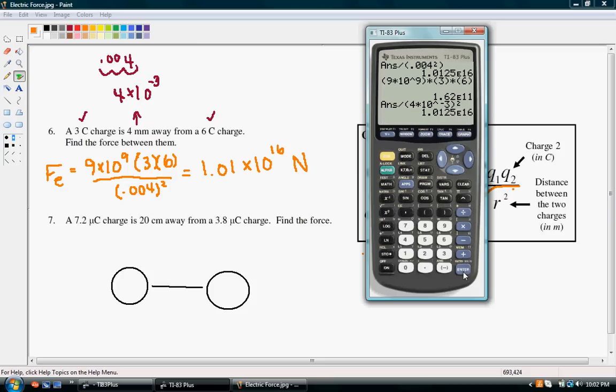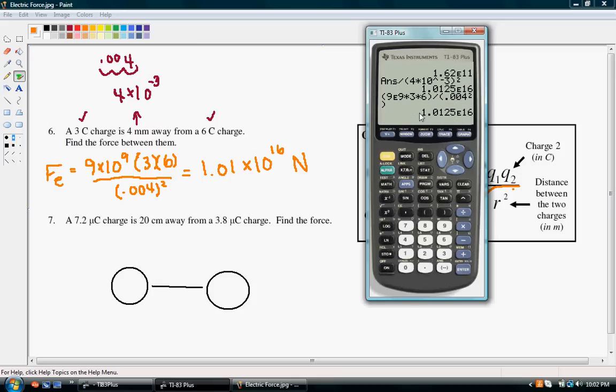So we put it on the outside, press enter, and voila, we get 1.01 e to the 16th, which is the same number. Okay? And you could do it all the top and bottom together. You could say 9e9 times 3 times 6, and then divide by 0.004 squared.